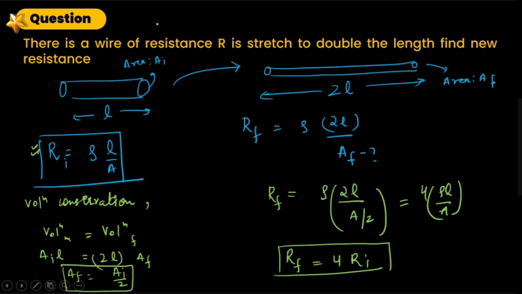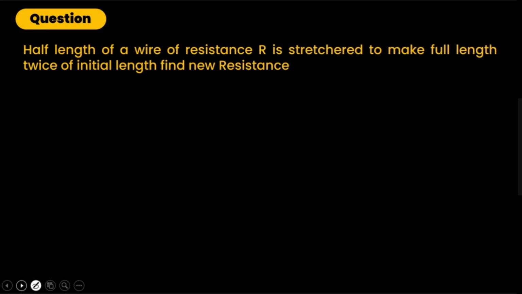So basically, the question wants us to explain that if the length of the conductor increases, its resistance would increase by 4 times. So it is better to use thick wires to reduce the energy losses. So this question also explains this. Now again, a same question, you can try it out as a part of your homework.